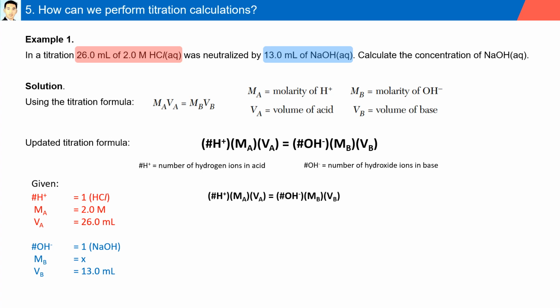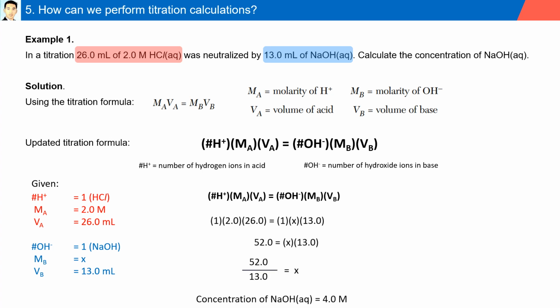Substituting in our updated formula, we calculate the unknown concentration to be 4.0 molar. If we look at the volume of acid, 26 ml at 2.0 molar, we only needed 13 ml of the base. Therefore, the base must have been twice as powerful, or twice as concentrated, as our acid. The acid was 2, therefore the base was 4.